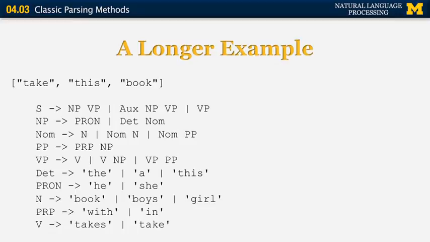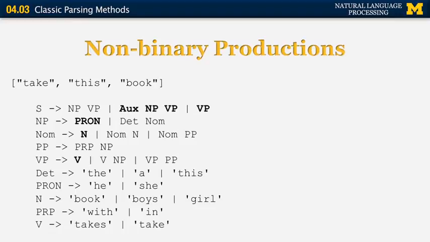And because it's not binarized, we cannot use CKY as it is. We have to first convert the grammar to a binarized format. So here are some of the non-binary productions. S goes to auxiliary noun phrase verb phrase. This is non-binarized because it has 3 non-terminals on the right-hand side. S goes to VP, NP goes to pronoun, and so on are all unary rules which have to be converted to binary as well.